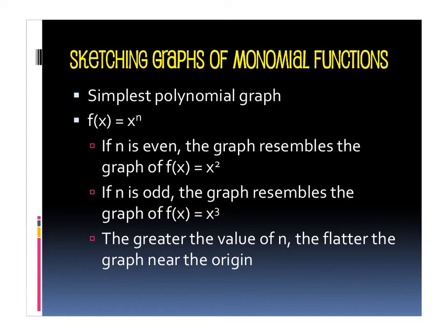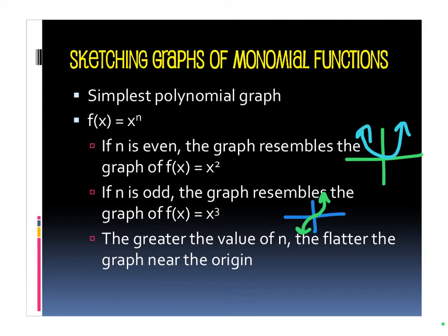If the n, which is the exponent on that variable, is even, your graph is going to resemble the graph of a quadratic function or a parabola. If the n, which again is the exponent on that variable, is odd, then your graph is going to resemble the graph of the cubic function. So this is going to look something like this. And this would look something like this. So even looks like a parabola, odd looks like the cubic function.